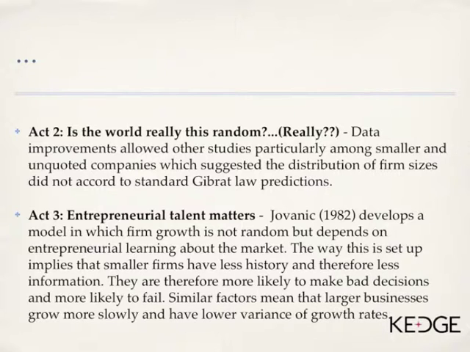As time has gone on, research has developed and the data has become much better. So now we move to a stage in the literature where entrepreneurial talent seems to matter. Jovanovic, in 1982, for example, develops a model in which firm growth is not random at all, but depends very much on entrepreneurial learning about the market. The way this is set up implies that small firms have less history and therefore less information. They are therefore more likely to make bad decisions and more likely to fail. Similar factors mean that larger businesses grow more slowly and have low variance of growth rates.